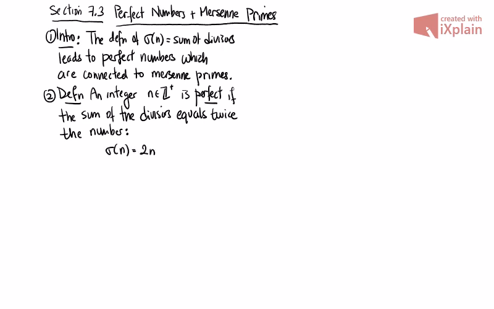Sometimes this is stated as the sum of the proper divisors equals the number, which means you don't get to count the number itself, but either way it's the same. So for example, if you check n equals 6, we find sigma of 6. The divisors are 1, 2, 3, and 6 itself. That gives us 12, which is 2 times 6. So 6 is perfect.